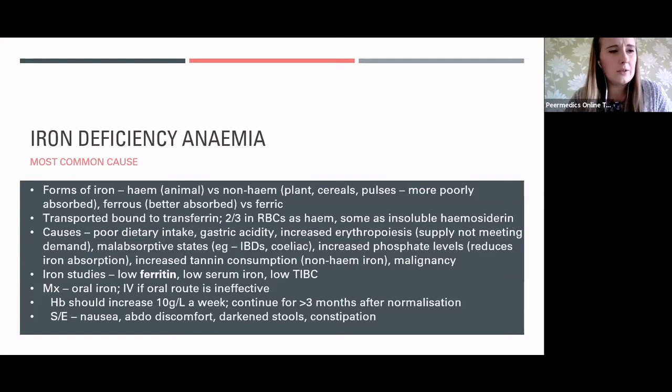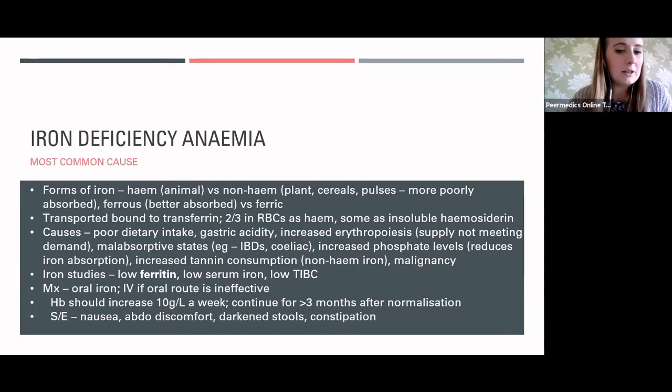To manage it, if it's just a simple dietary thing, encourage your patient to take oral iron. I think it's usually ferrous sulfate that we give. If there's a problem with absorption, then consider giving it IV. Generally what you want to see is an increase of about 10 grams per litre a week, and you continue it for at least 3 months after it's normalised.